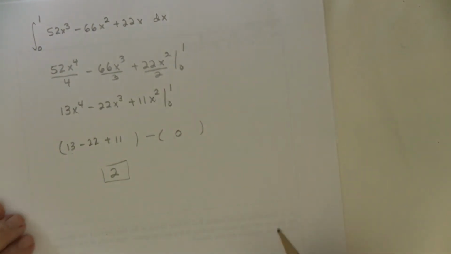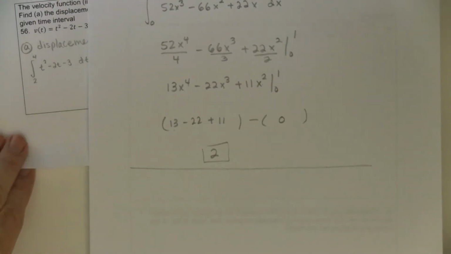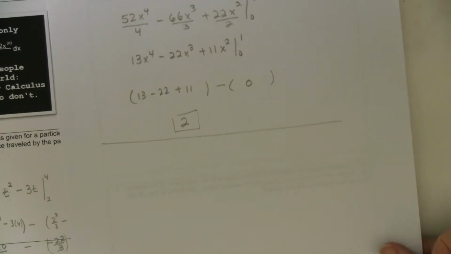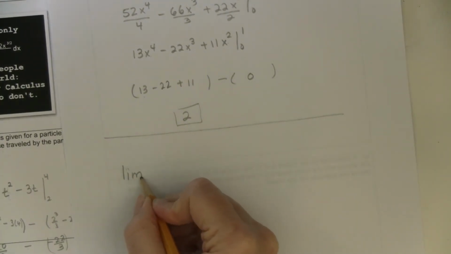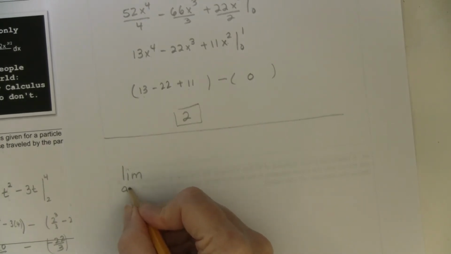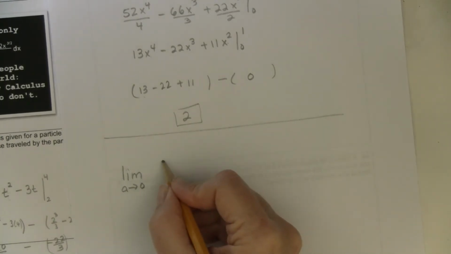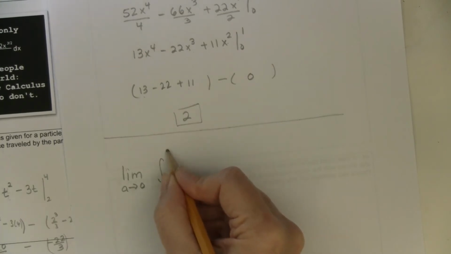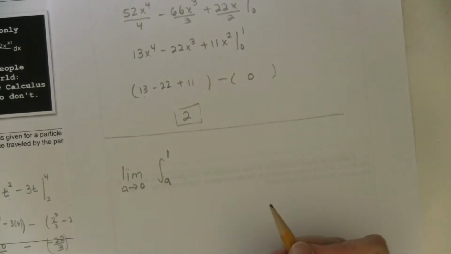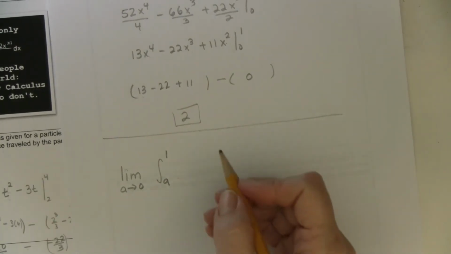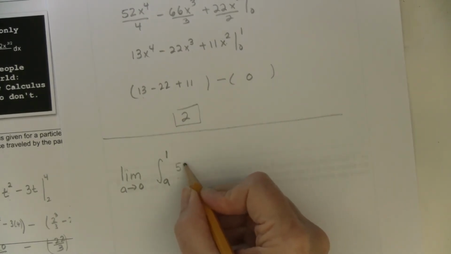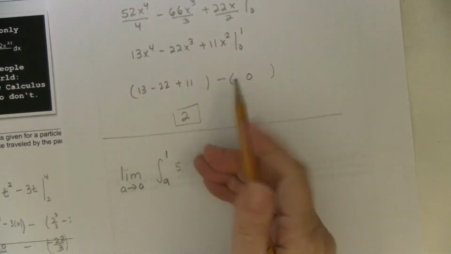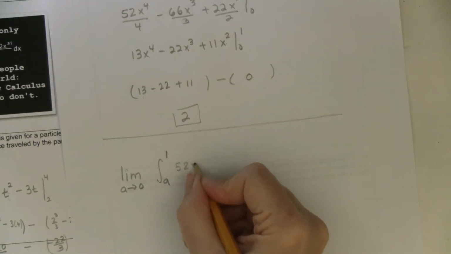Because of that 0 thing, what you're going to learn in Calc 2, for those of you that are interested, is they're going to show you to put a limit on here. They're going to say as a goes to 0, and then instead of 0 there, you're going to have a. And then you're going to do the same thing. So you have this 52, reduce it, right?